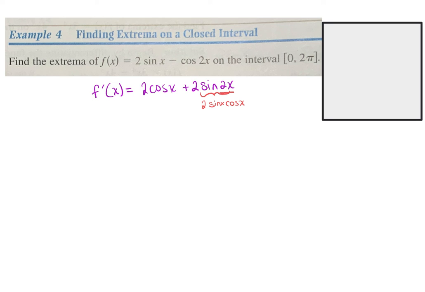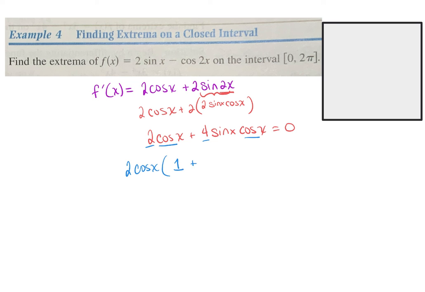Could we make it 4? That's what we're going to. So we have 2 cosine of x plus 2 times 2, right? So yes, it's 2 cosine of x plus 4 sine of x cosine of x. And as my second step, I need to see where this equals 0. I can factor it. What can I factor out of that? Between the 2 and the 4, I can factor out a 2, and I can factor out a cosine. So I have a 1 left over here plus 2 sine of x.